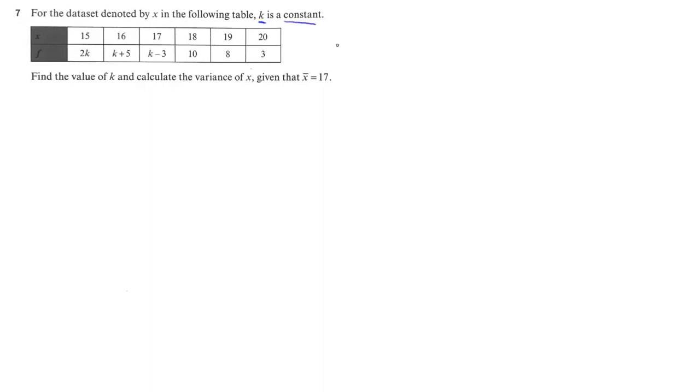All right, for number 7, what we've got here is a table, but it's not complete.